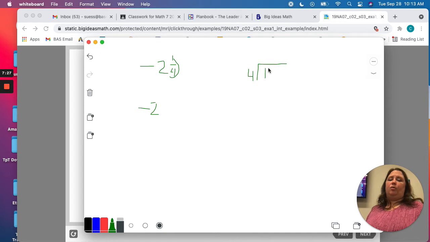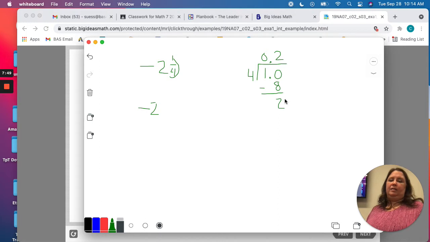Can 4 go into 1? No, so we're going to put a decimal here, bring it straight up, and add a 0, and add a 0. Can 4 go into 10? Yes. How many times? 2 times, which is what? 8. So I'm going to put an 8. What is 10 minus 8? 2. So I'm going to put a 2.